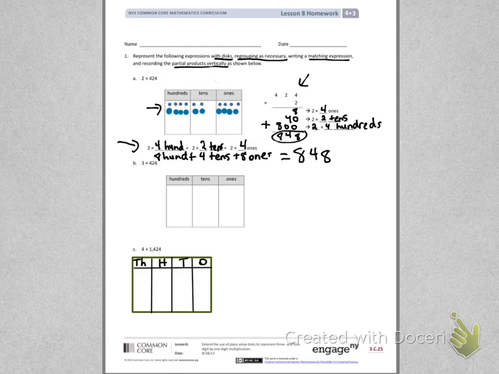So the first thing we have to recognize is what 1,424 looks like on a place value chart. There is 1,000, 4 hundreds, 2 tens, and 4 ones. We want 4 groups of that, so I'm going to do that 4 times. 1,000, 4 hundreds, 2 tens, and 4 ones. And one more group.